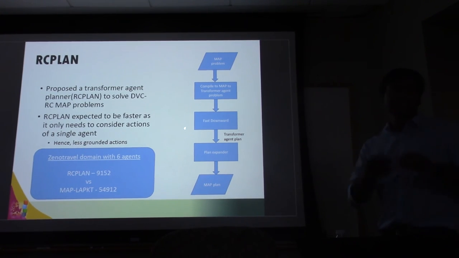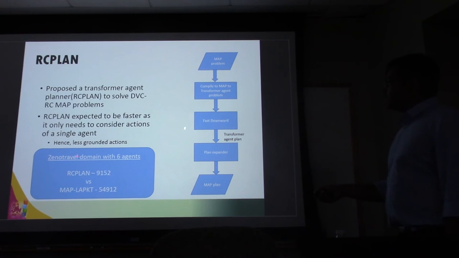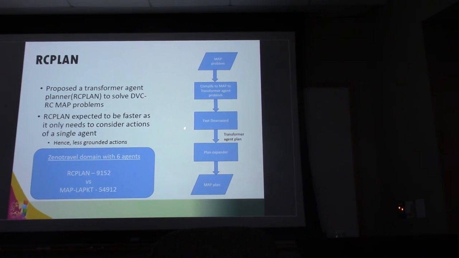What we found is, let's take a specific domain, Zeno Travel, which is a domain where there are only plane agents moving from one city to another. If the domain had six agents, at any point of search, the planner may have to look at 54,000 possible actions. Whereas for our transformed agent problem, we only need to care about 9,000 actions. So it's a dramatic reduction in the search space, and we can easily expand this later.